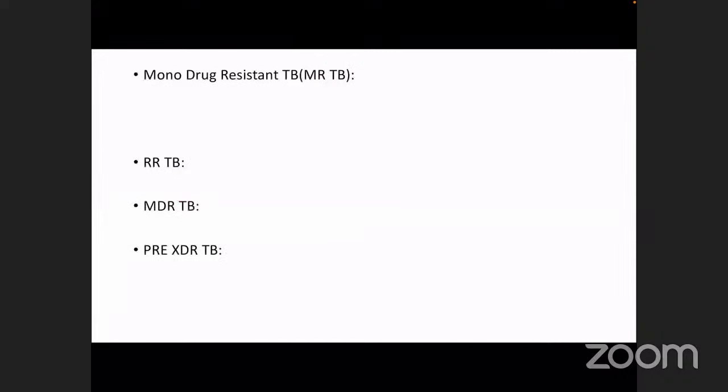So before we move on to the diagnosis, let's just understand some important terminology with respect to resistant TB. Why I'm discussing this is because earlier we used to have slightly different definitions, but now we have new definitions. So mono drug resistant TB is a very crude term. It's basically resistance to one of the first line drugs.